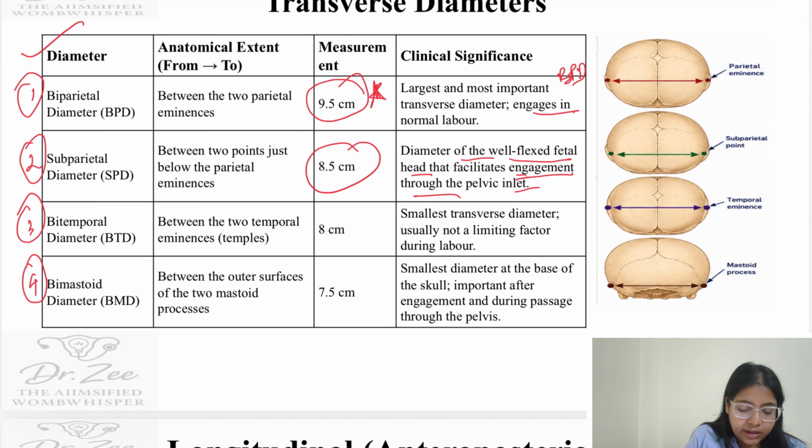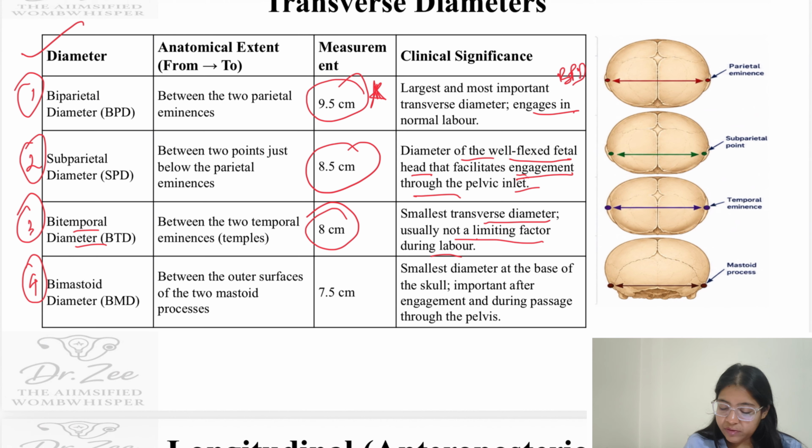Third one, bitemporal. Between the two temporal eminences, when you join the line, it forms the bitemporal diameter, which is 8 centimeter, and it is the smallest transverse diameter, not a limiting factor during labor. Not so important. These two diameters are not so important. The most important is BPD. So just remember where it extends from and to, and what the dimension of it is.